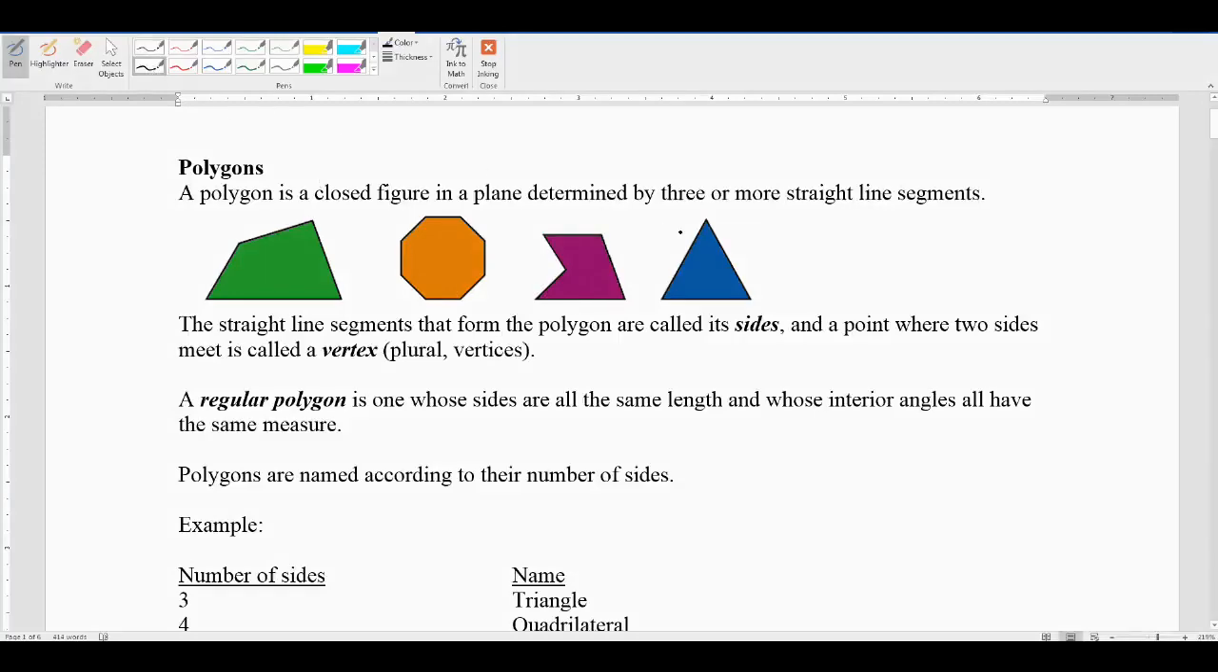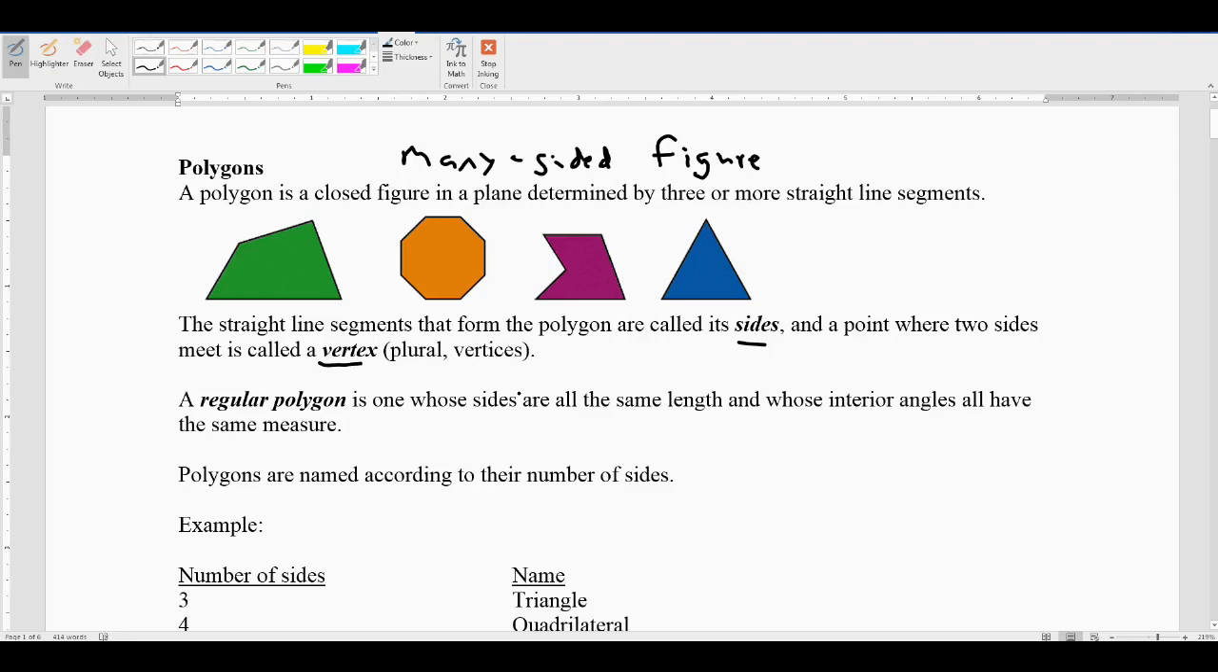Polygon. A polygon is a many-sided figure. It's a closed figure in a plane determined by 3 or more straight line segments, so you need at least 3 sides. Those straight line segments are called sides. So we'll use that information. And the sides make up vertices.